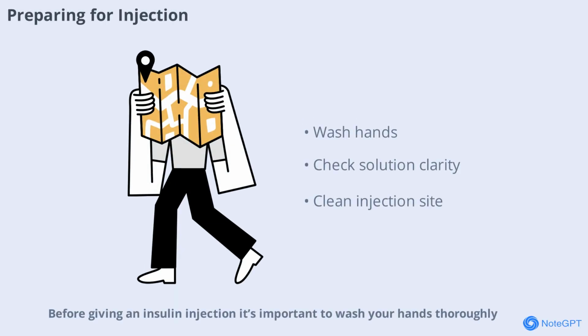Before giving an insulin injection, it's important to wash your hands thoroughly. Prepare the insulin and check the solution for clarity. Do not use it if it's cloudy, leaking, or contains particles. Make sure the injection site is clean and free from irritation, bruising, or scarring. These steps help prevent infection and ensure the medication is safe to use.